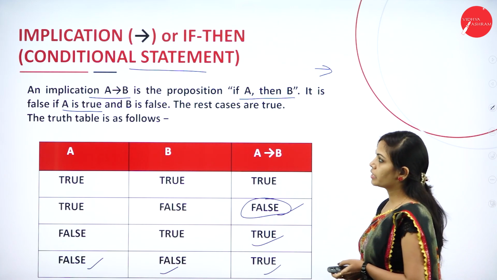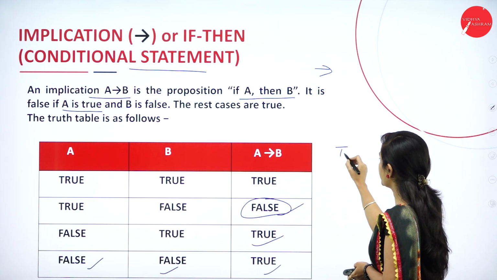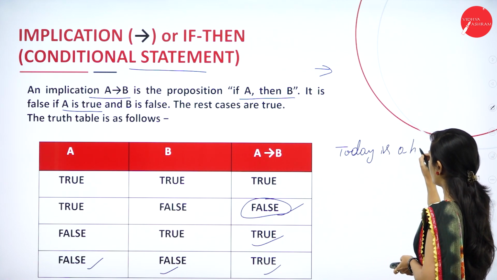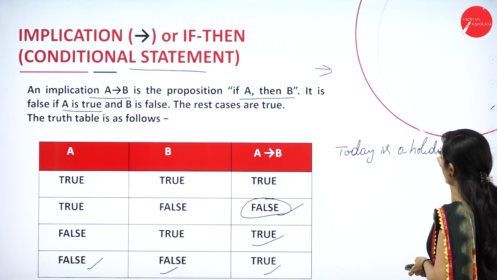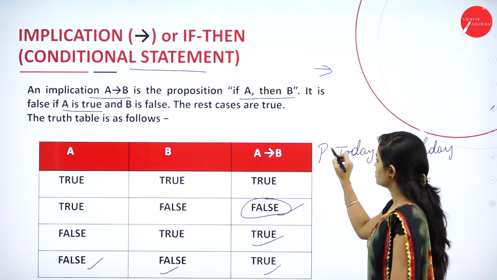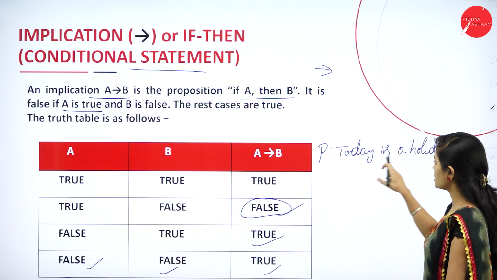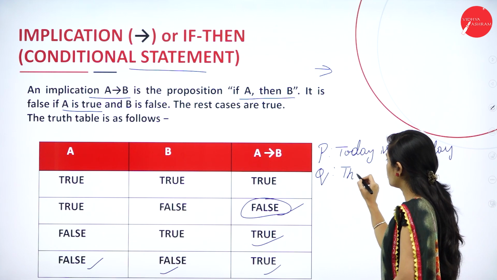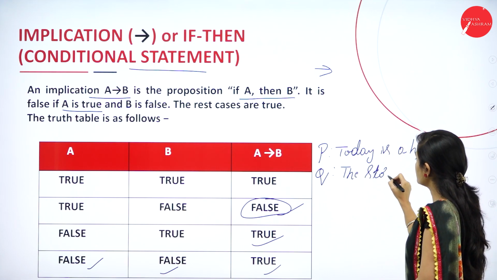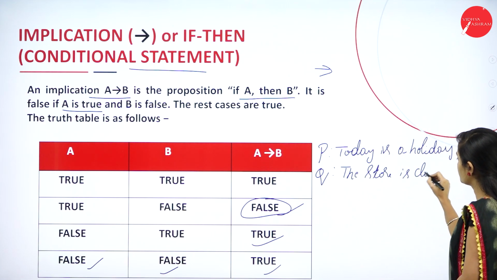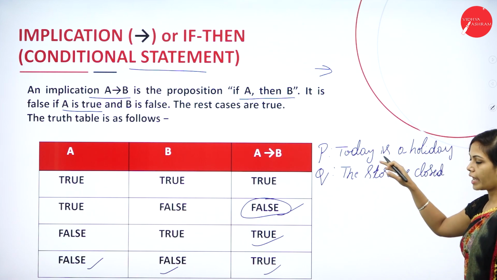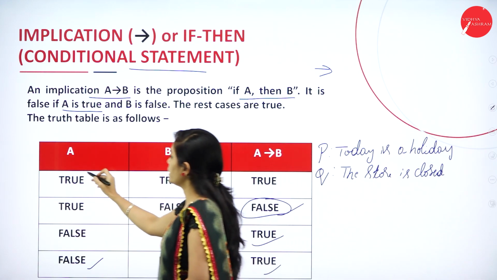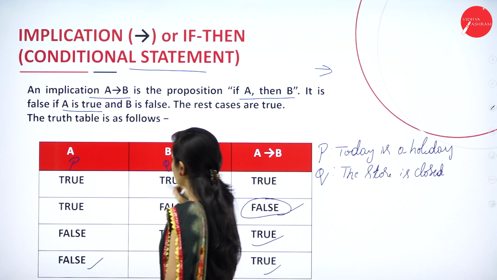Example for a conditional statement: Today is a holiday. This is my first statement. So P is "today is a holiday" and the statement Q is "the store is closed". So here I have two statements, the first statement P and the second statement Q.